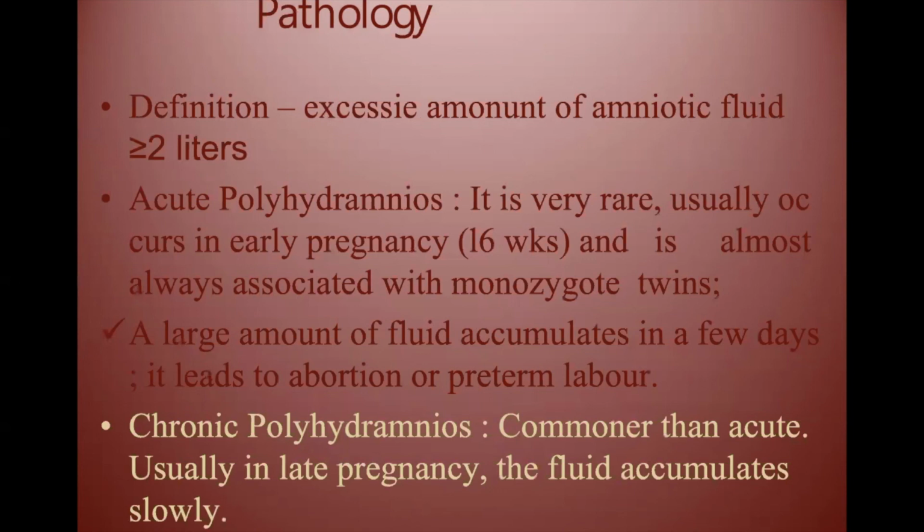Polyhydramnios definition is an excessive amount of amniotic fluid, more than 2 liters. Acute polyhydramnios is very rare, usually occurs in early pregnancy and is almost always associated with monozygotic twins. A large amount of fluid accumulates in a few days. It leads to abortion or preterm labor. Chronic polyhydramnios is calmer than acute. Usually in late pregnancy, the fluid accumulates slowly.